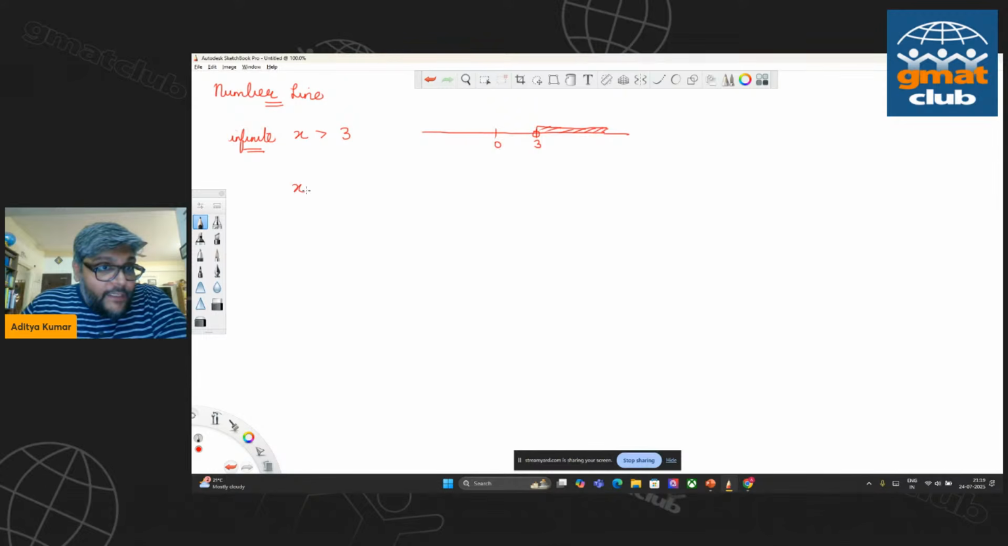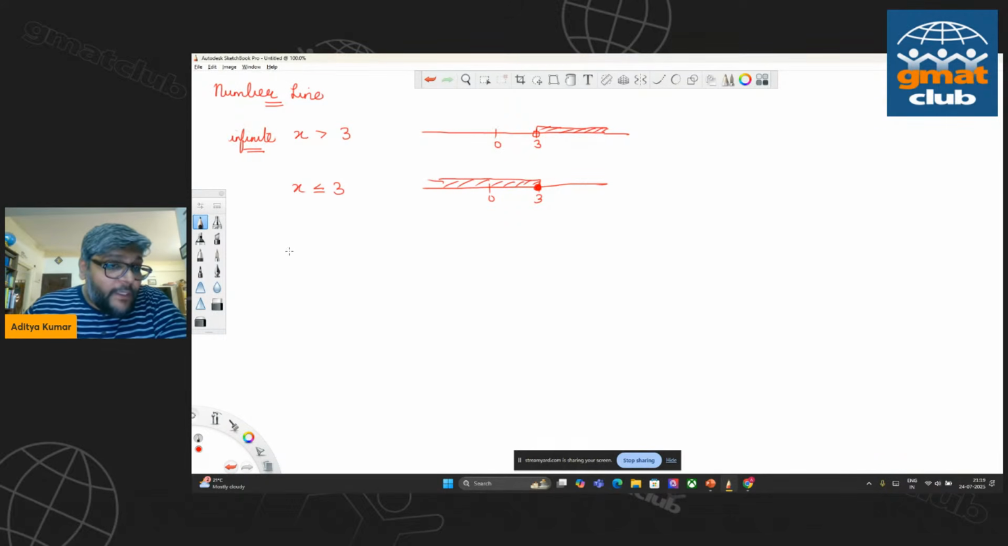Similarly, if I have x is less than or equal to 3, another infinite range, I would again plot the boundary that is 3, put a circle on that boundary. I would shade the boundary as well and shade everything to the left of 3, right? So x would be less than or equal to 3.